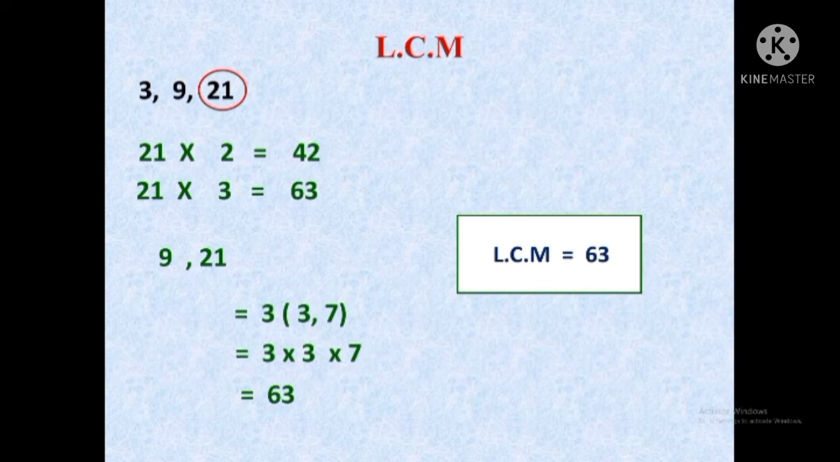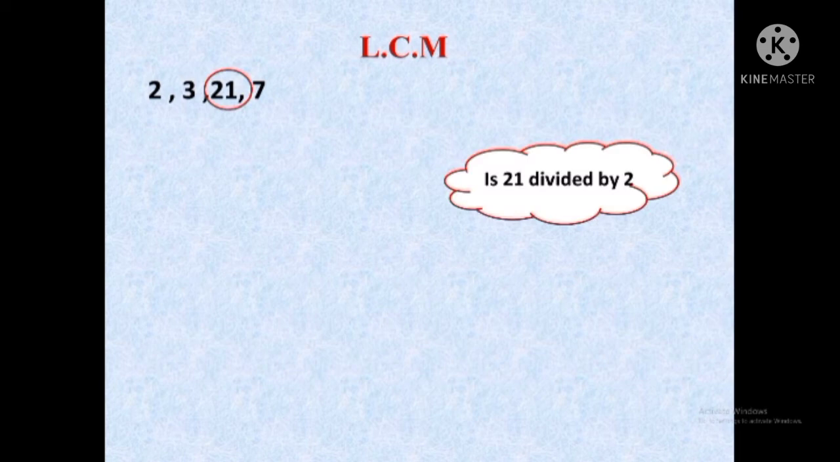Let us solve two or more problems to get a clearer idea. So next we are supposed to find the LCM for the numbers 2, 3, 21 and 7. So first we are going to find the biggest among these numbers. So the biggest number is 21. Next we are going to check whether the number 21 is divided by 2. Is 21 divided by 2? No. So what we are supposed to do? We are supposed to take the multiple of 21. That is, we are going to multiply 21 with 2.